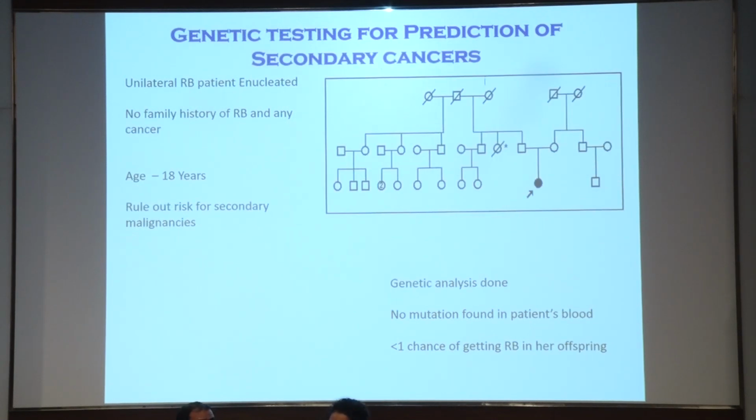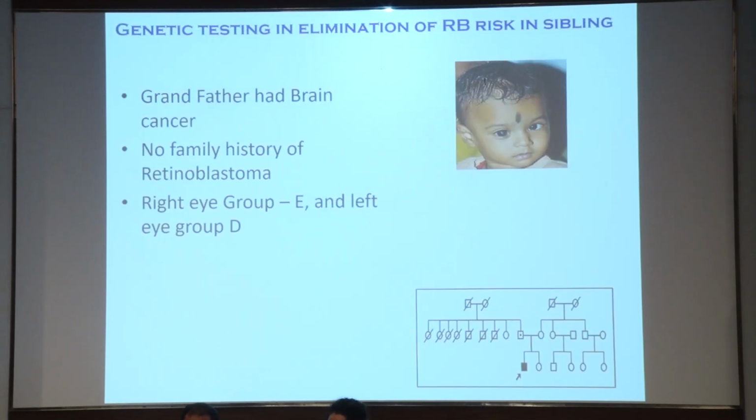Now, secondary cancers is another aspect. Again, children are now coming forward and asking about any possibility of secondary cancers. With the genetic screening done in the blood, it has been proven that some of the children are negative for mutations, and hence there's no risk for secondary cancers.